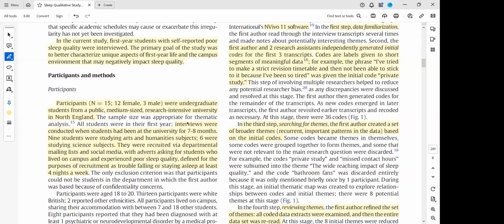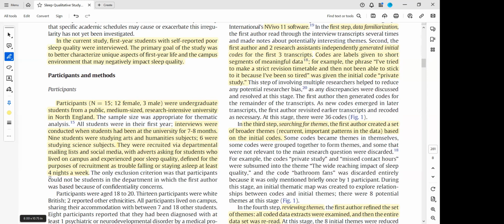And then here, this section. Interviews were conducted when students had been at the university for 7 to 8 months. 9 students were studying art, and so on. They were recruited via departmental email lists and social media with adverts asking for students who lived on campus and experienced poor sleep quality, defined for the purposes of recruitment as trouble falling asleep at least 4 nights a week.